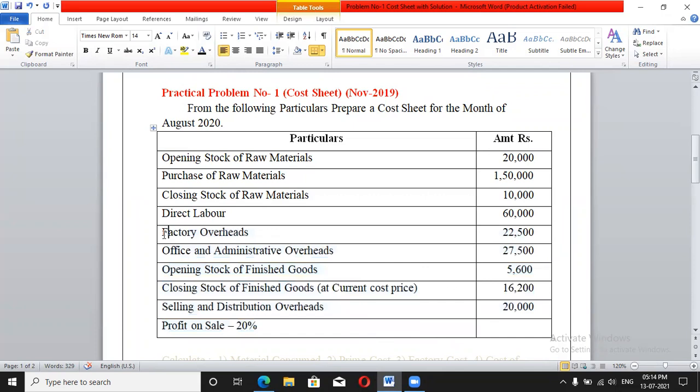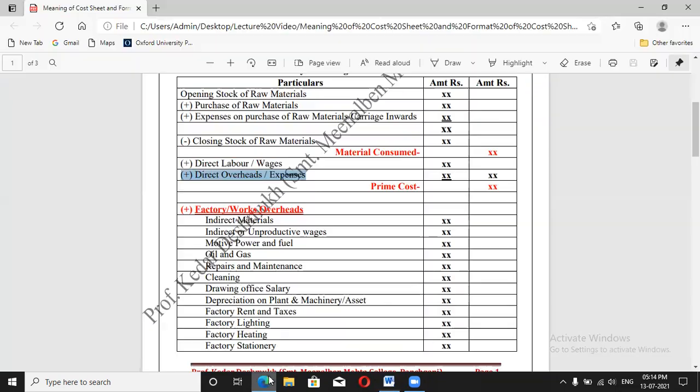The next expense given is factory overhead. We know the format. After adding the direct labor or direct wages, in our particular problem direct overhead or direct expenses is not given, so it should be neglected. No need to write this item in our solution, because it is not given in our example. If it were given, then it would be taken in our solution, but there is no need because it is not given, so it should be neglected.